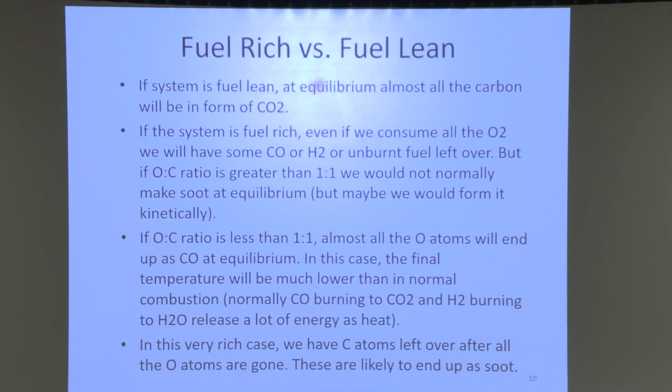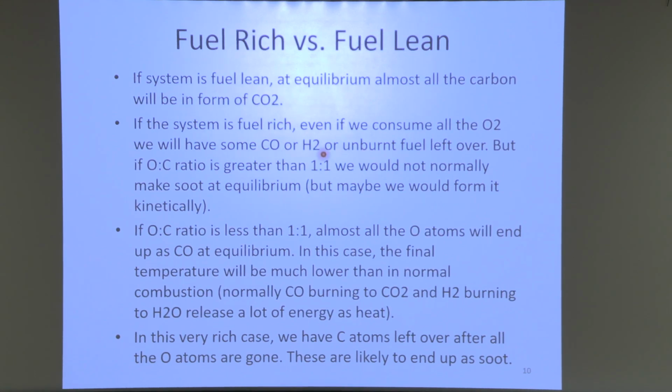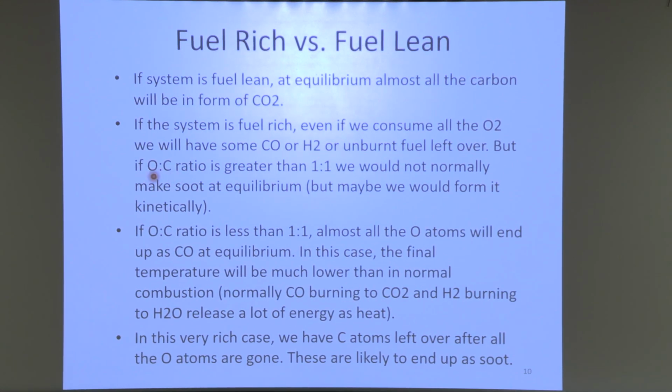Yeah, and so fuel rich versus fuel lean is kind of simple. If the system's fuel lean, at equilibrium, the carbon will be in the form of CO2. If the system is fuel rich, even if we consume all the O2, we're still going to have some CO or hydrogen or unburned fuel left over. But it turns out that if the O to C ratio is greater than 1:1, we normally won't make soot. We'll just make CO. But if O to C is less than 1:1, that means we don't have enough oxygen to bind every carbon atom. We're going to have some carbons left over, and they're very likely to make soot. And that's the problem.